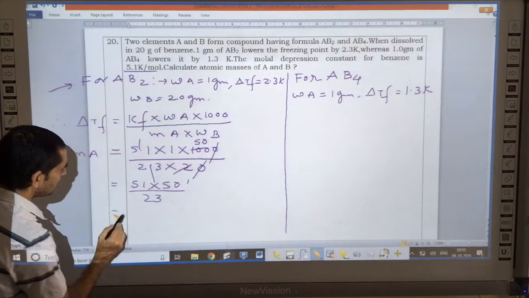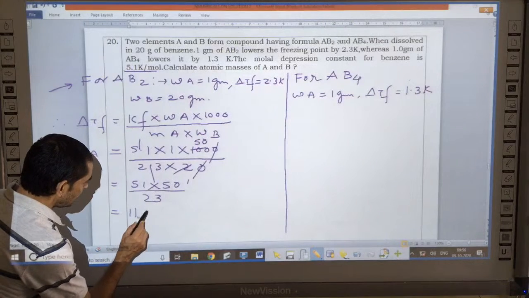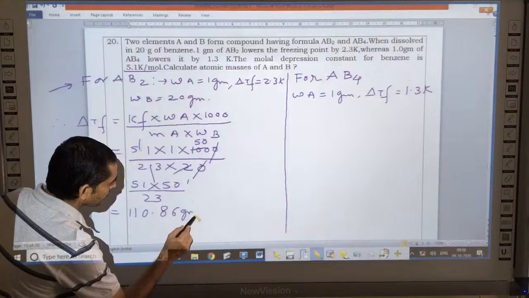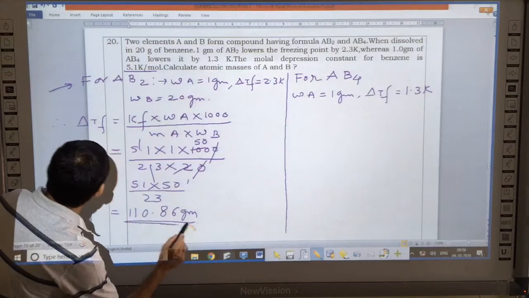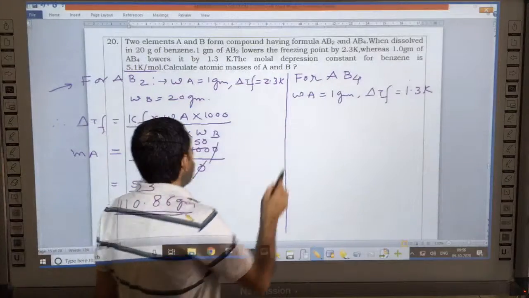Let us solve it. What is this? It is coming to be 51 into 50 divided by 23, 110.86. This is 110.86 gram. We have calculated molar mass of what? AB2. Similarly, you calculate here.